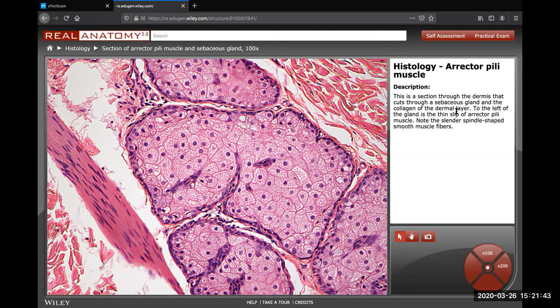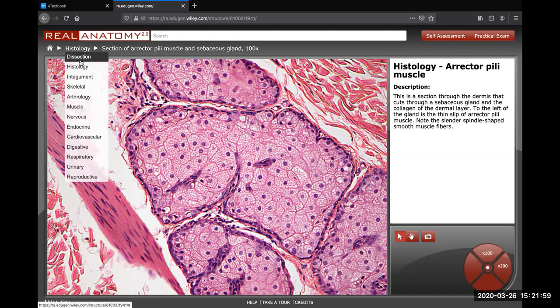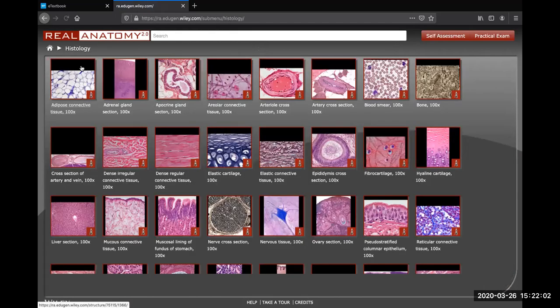Through the dermis, it cuts through a sebaceous gland and the collagen of the dermal layer. So I guess we're able to see some collagen fibers as well. To the left of the gland is the thin slip of erector pili muscle. Note the slender spindle-shaped smooth muscle fiber cells. Cool. Yes, I have noted that. Thank you. I hope you guys have noted it as well.